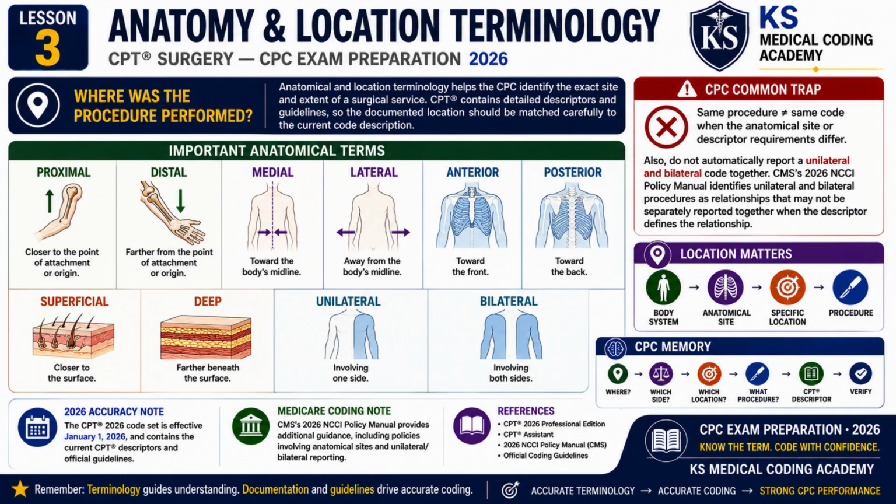Finally, pay attention to unilateral and bilateral. Unilateral involves one side, while bilateral involves both sides. These terms can be important when determining how a service is represented by the CPT code and whether specific reporting rules apply. Here's the CPC memory sequence. Where? → which side? → which location? → what procedure? → CPT descriptor → verify.